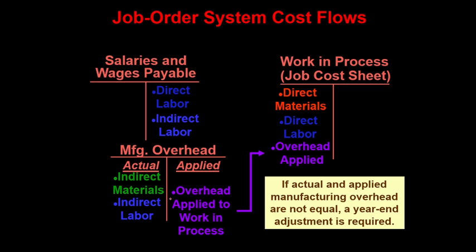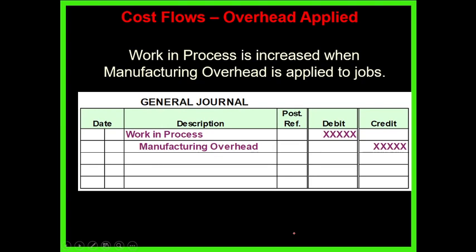And it's normal that it's not equal to your actual because take note, this one is only based on your estimated cost. Kasi may predetermined rate tayo na ginagamit. So, if actual and applied manufacturing overhead are not equal, a year-end adjustment is required. So, ano to? This is your overhead applied. So, ito yung standard or estimated. That's the journal entry.